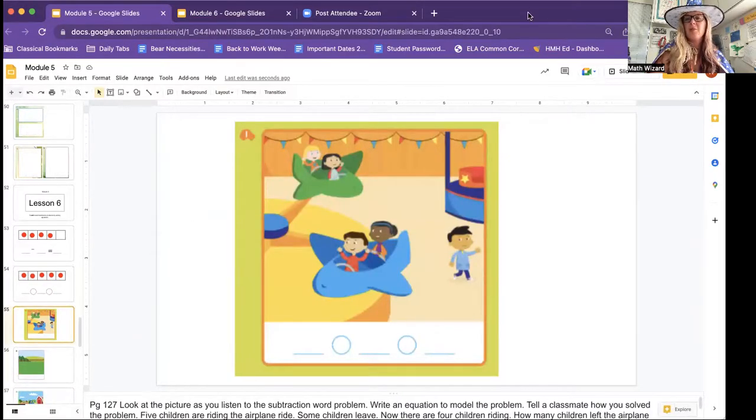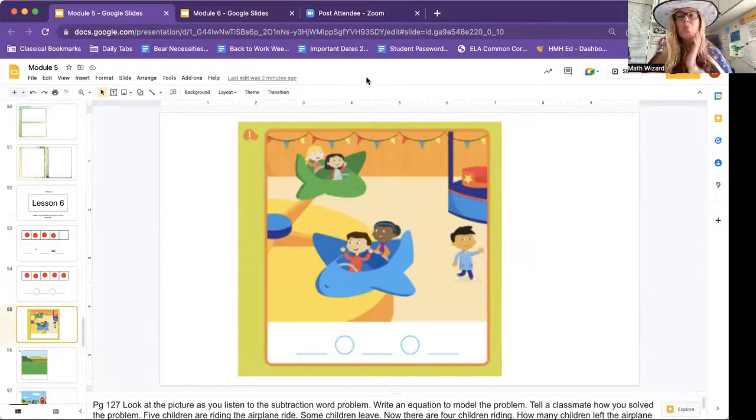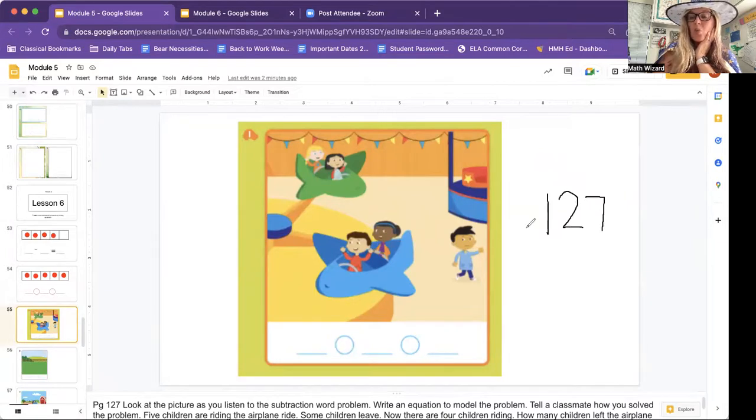All right, you're going to turn to page, I'm going to move this up a little bit. There we go. Page 127. That has, it looks like maybe they're at the fair or something like that. 127. All right, that's what page you're on.